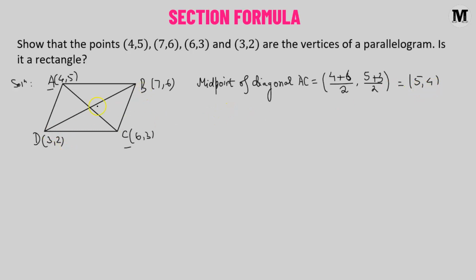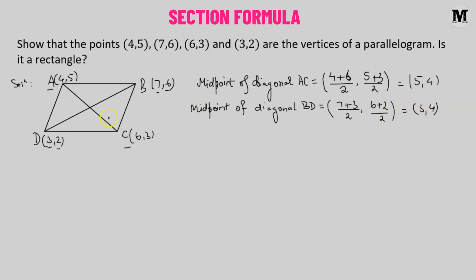Similarly, we can also obtain the coordinates of the midpoint of the diagonal BD. Let's start with the x coordinates. We'll add the x coordinates of the endpoints, so that's 7 and 3, so we have 7 added to 3, and then we divide it by 2. Next, we add the y coordinates, and we have 6 plus 2 divided by 2. So this also gives us the value 5, 4.